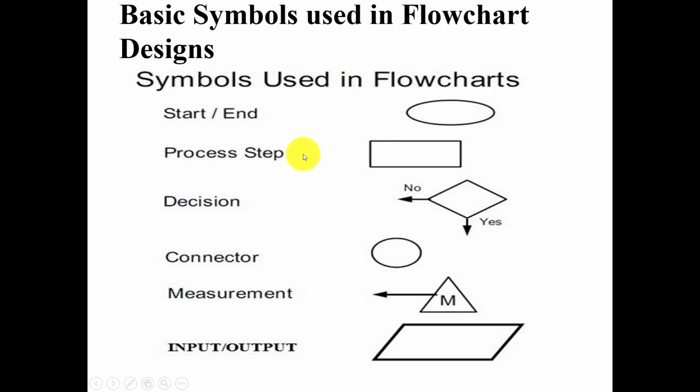The second symbol is the process step. It is indicated by the rectangle. The next symbol is the decision. It is indicated by the diamond. Connector is indicated by the circle. Then the flow line and input output. Now let's understand each symbol one by one.